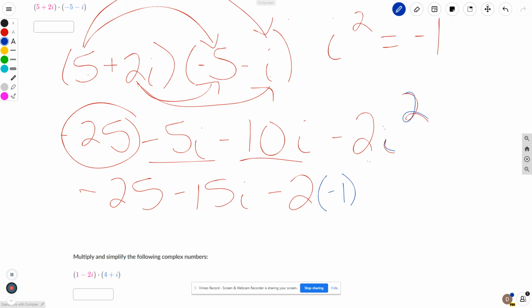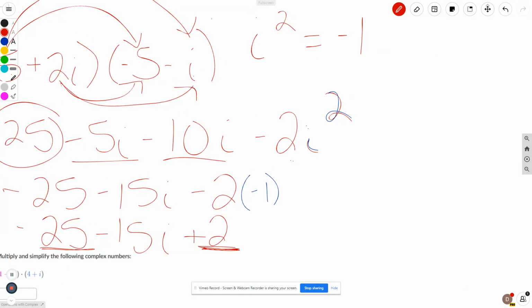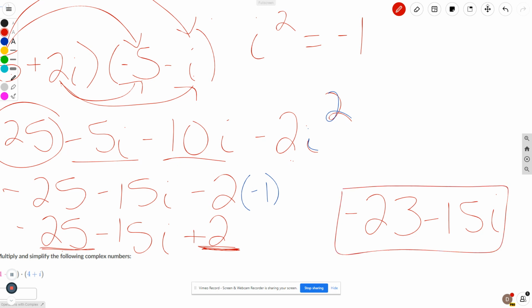Now when I simplify this, it's going to be negative 25 minus 15i plus 2. This is now another real part, so we have to add it to the other real part. So our complex number is going to be negative 25 plus 2, negative 23 minus 15i. So when we have this i squared, it's going to turn into a real number. So this is our simplified form. You can do this on Wolfram Alpha as well.